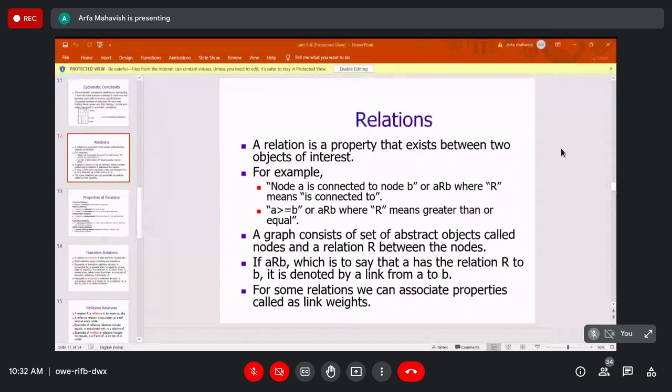We have the properties of relationship. We have four types of relationship: transitive, reflexive, symmetric and antisymmetric. This is the relationship we have in this.